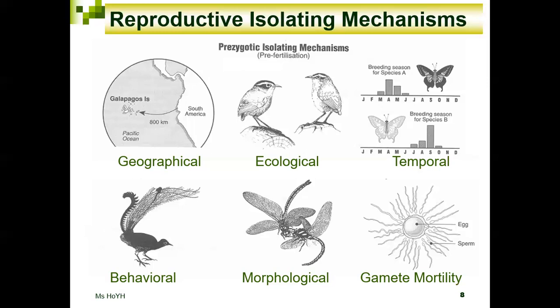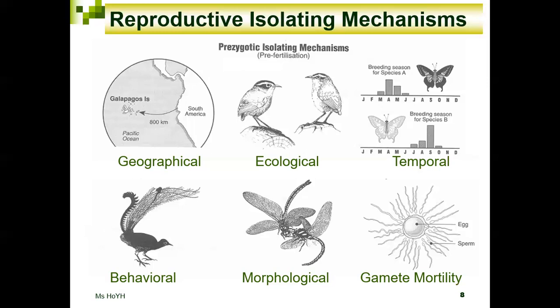Temporal is when the mating season is different. Like this butterfly, its mating season is March to June. Another butterfly's mating season is July to October. So when you're ready to mate, there's no mate available, and when the other is ready to mate, you are not available. Just like plants, you flower during this season, another plant flowers in another season. The pollen cannot meet the stigma.